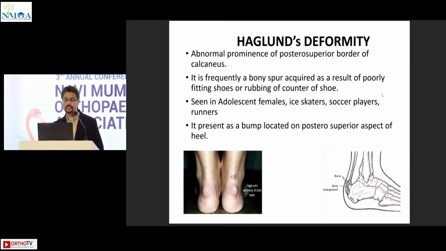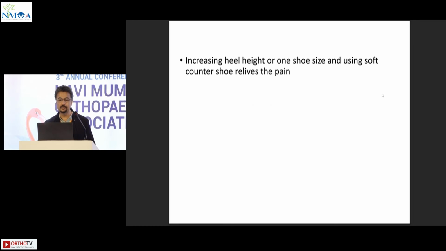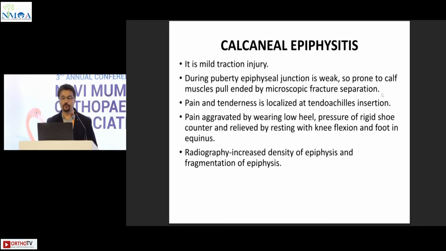Now, one more thing is the Haglund deformity. This deformity is basically a small bony spur formed on the superior aspect of the posterior part of the calcaneum, right? It is very common in football players or those into high velocity sports activity. The bump is located under the posterior superior aspect of the heel. Increasing the heel height or one shoe size may reduce pain in Haglund deformity.